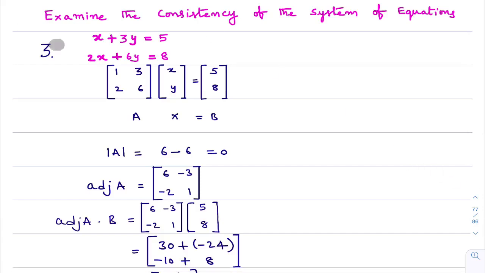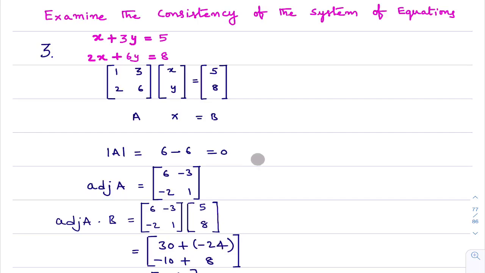You see what they are asking in this question: examine the consistency of the equations. They gave 2 linear equations. We need to examine the consistency. First, I will write the given equations into matrix form. See, x coefficient 1, y coefficient 3, x coefficient 2, y coefficient 6, unknown values x, y and 5, 8. Ax equal to b, matrix form. Now you just calculate det A. 1 into 6 is 6, minus 2 into 3 is 6. 6 minus 6 is 0. See here, det A is 0.